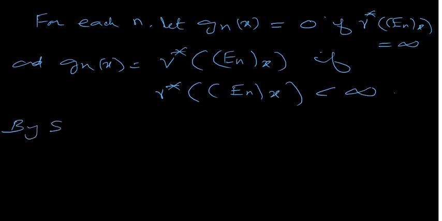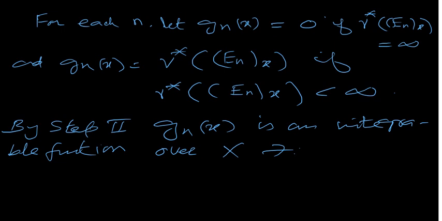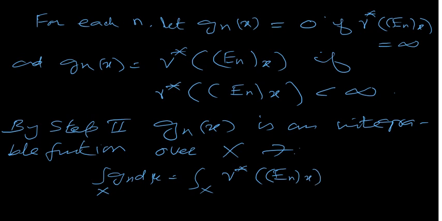By step two, gn of x is an integrable function over X such that its integral is equal to the measure of the set, such that the integral of gn d mu over X, which is the integral of nu star of En x d mu, is equal by step two to mu cross nu star of En. This is true for each n greater or equal to 1. This holds by step two.